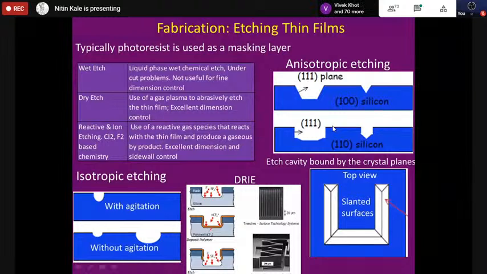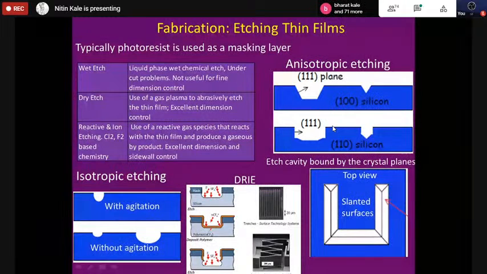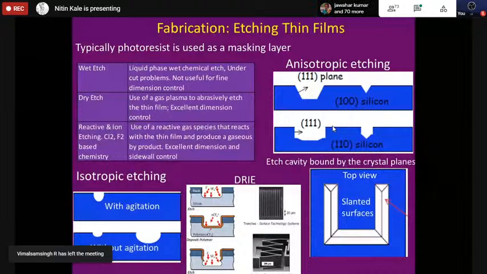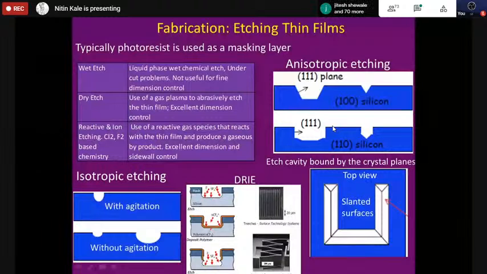You have isotropic etching, which is equidirectional, so to say. Etching is the same in all directions. You have anisotropic etching, where along certain planes the etching rate is very slow, and along certain planes the etching rate is very fast. So those things are possible. You can make different kinds of structures, for example, a notch, with anisotropic etching.